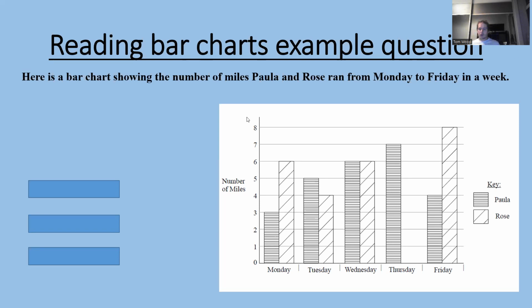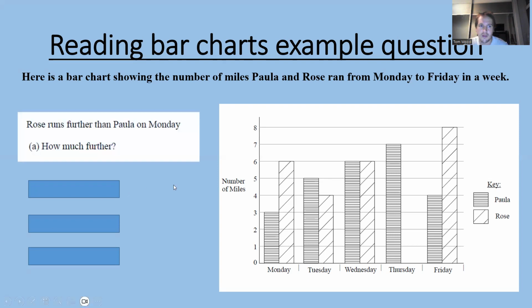Okay, so another type of question that you might get in regards to bar graphs is reading data from them, essentially. What we've got here is a bar chart that shows the number of miles that Paula and Rose have run from Monday to Friday in a week. We've got our key there, so that tells us who's who. The horizontal lines represent Paula and the diagonal lines represent Rose. Fantastic. So one question might be something like this: Rose runs further than Paula on Monday. How much further?